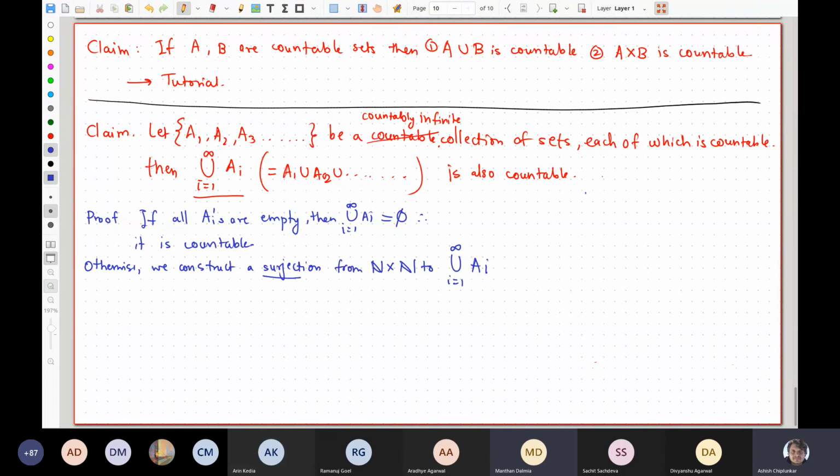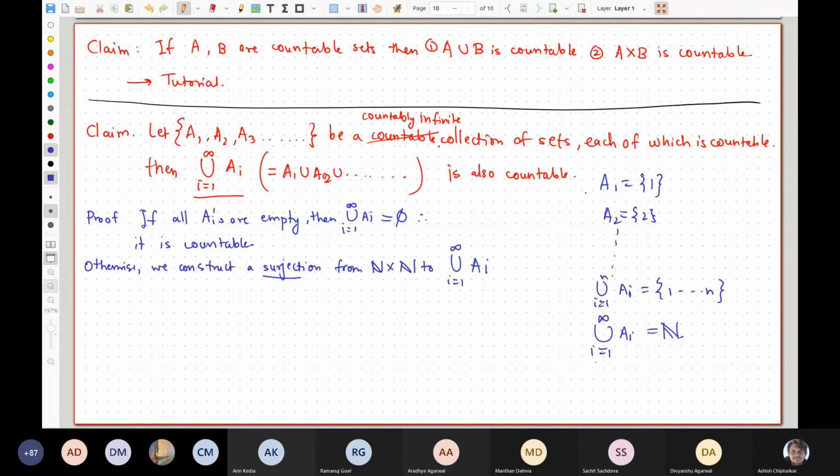My point is the following. So here is a counterexample. Suppose A1 is just the set {1}, A2 is just the set {2}, and so on. Right? So now if you take the union of Ai for i going from 1 through n, this is just the set {1 through n}. But the infinite union, i going from 1 to infinity of Ai, is the whole set of natural numbers. Yes, yes.